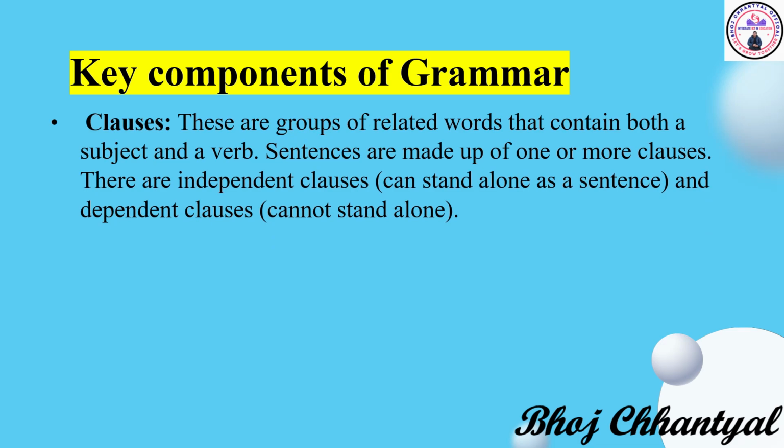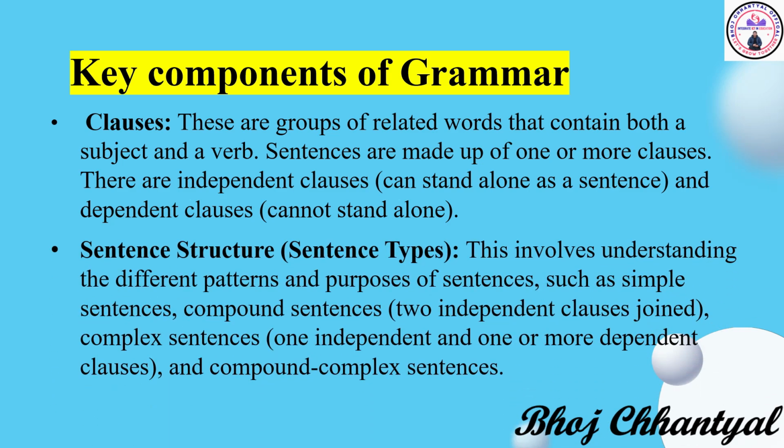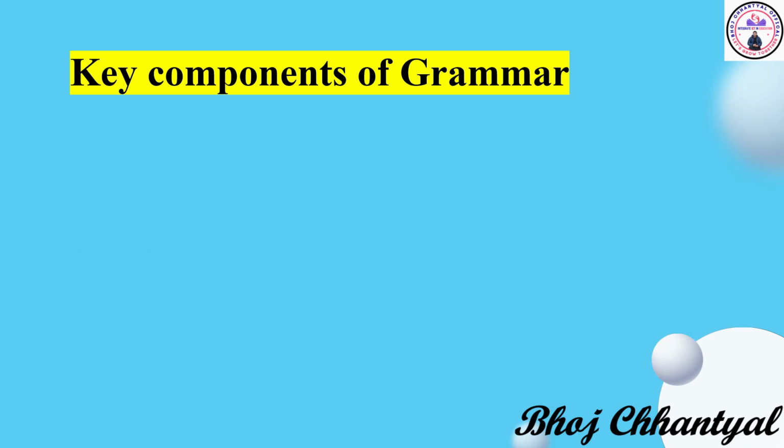Clauses. These are groups of related words that contain both a subject and a verb. Sentences are made up of one or more clauses. There are independent clauses that can stand alone as a sentence, and dependent clauses that cannot stand alone. Sentence structure, sentence types. This involves understanding the different patterns and purposes of sentences, such as simple sentences, compound sentences, two independent clauses joined, complex sentences, one independent and one or more dependent clauses, and compound-complex sentences.